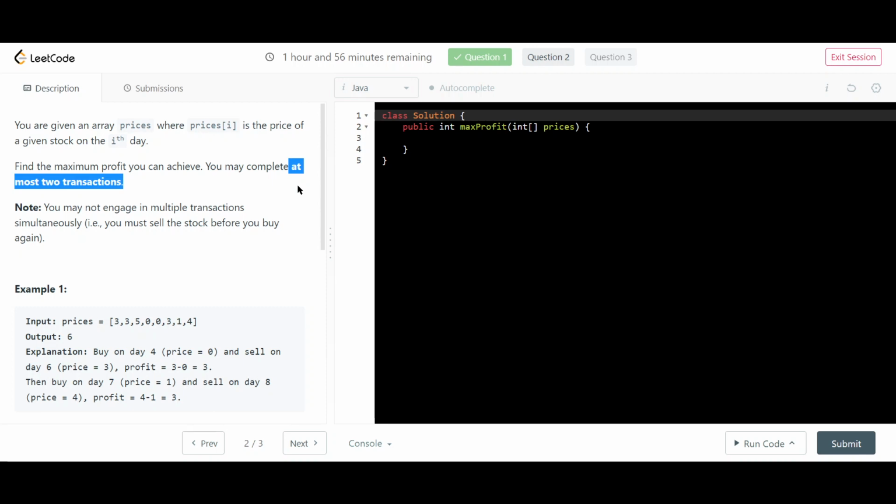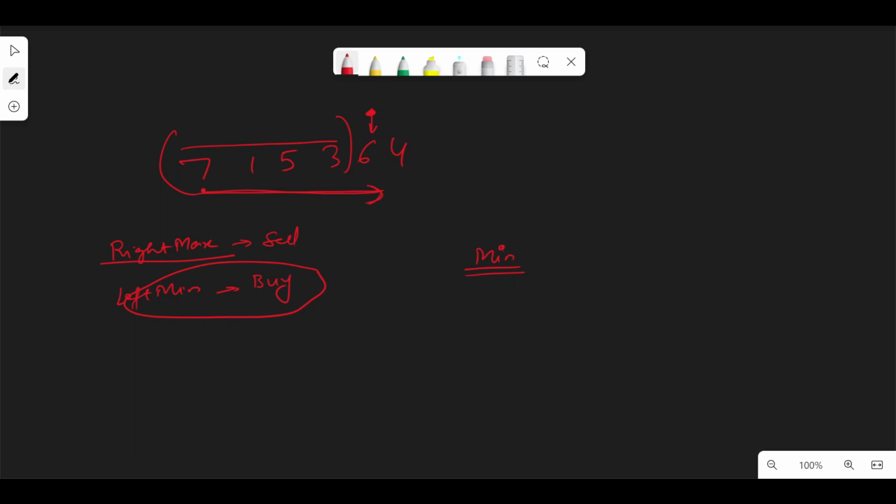Okay, so the difference between this question and the previous question is that you can do 2 transactions. There we could only do 1 transaction, right? Now there are 2 transactions. So how do we handle that? All right, so we'll do some sort of a DP here.